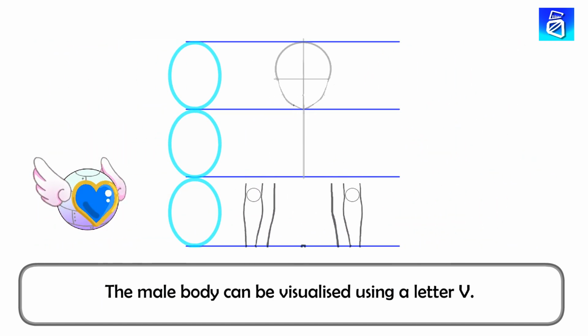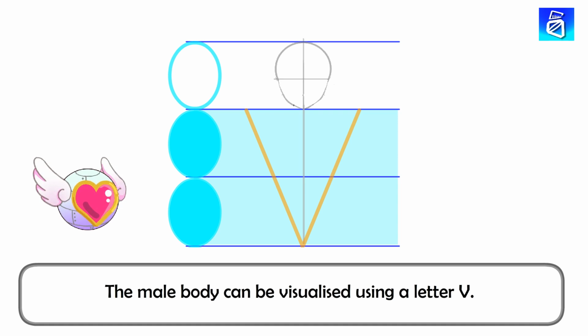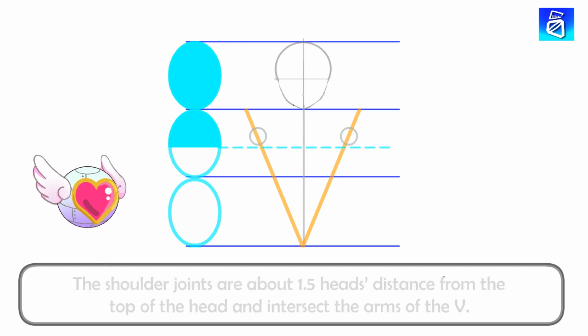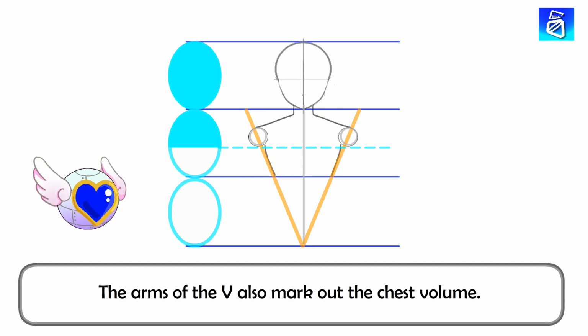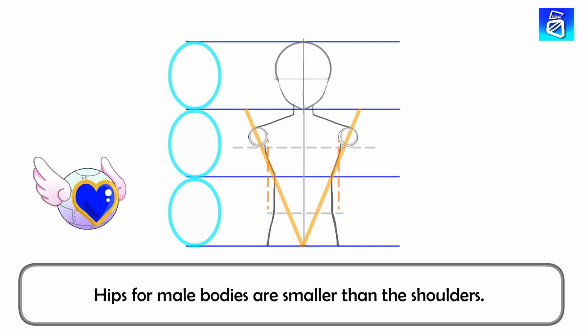The male body can be visualized using a letter V that takes up 2 head volumes. The shoulder joints are usually about 1.5 heads distance from the top of the head and intersect the arms of the V. The arms of the V also mark out the chest volume. The male body is approximately straight below the chest, before curving out slightly at the hips. Hips for male bodies are smaller than the shoulders.